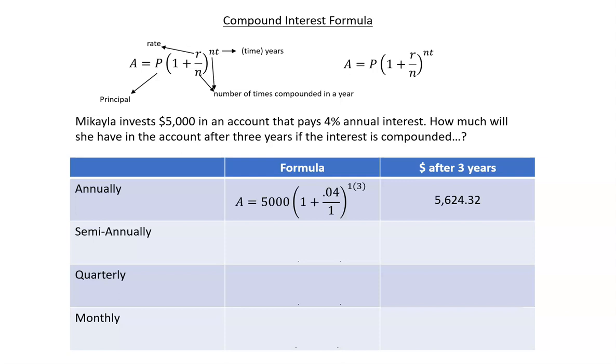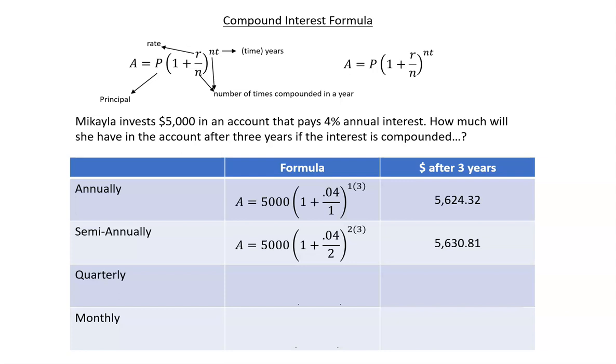Now, for semi-annually, we still have the $5,000 principal. We still have the 4% interest rate. We still have the 3 years. But now the N, the number of times, would be what? 2. So calculating that out, we get $5,630.81. Now again, make sure you are doing this correctly on a calculator. If you're not, then you need to figure out and get some help on how to do this correctly. So it doesn't do any good to know how to set it up and then come up with the wrong answer.